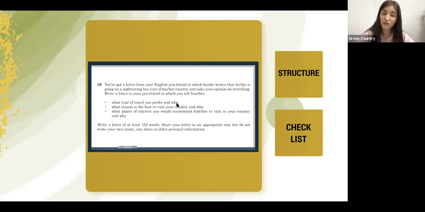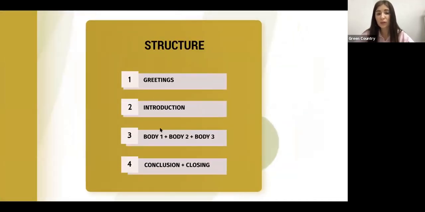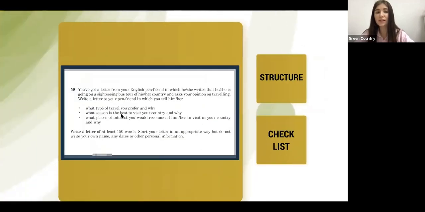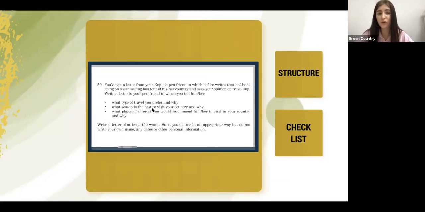Just paraphrase the task sentence. The task sentence, it's here. Read it very carefully and try to write the same, but in different words. But the sense should be the same, the meaning. Next, body one, body two, and body three. Body one, it's right here. What type of travel you prefer and why? It's your first paragraph. Second paragraph, what season is the best to visit your country and why? Third paragraph, what places of interest you would recommend him or her to visit in your country and why? This would be your third one.